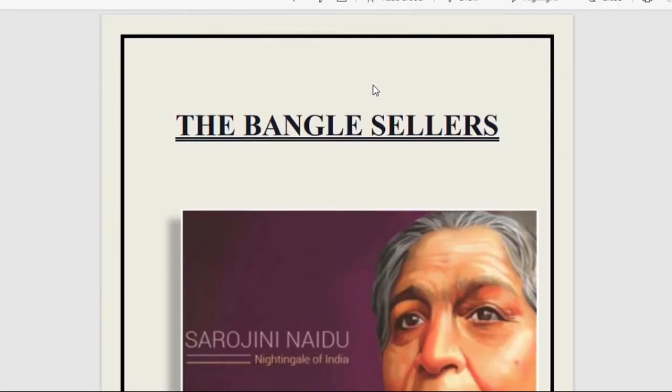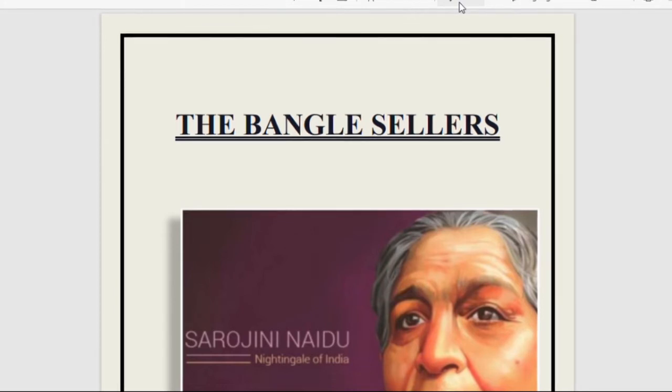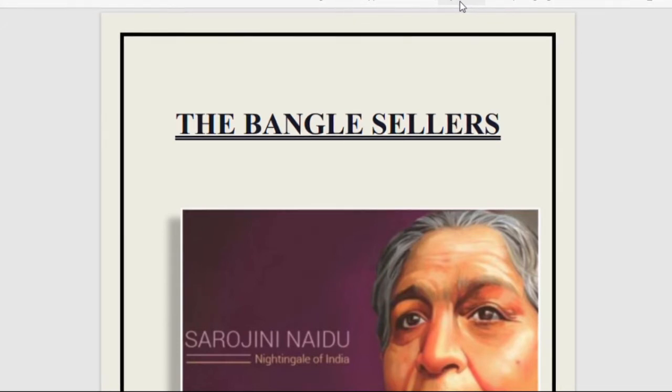Today is going to be the second and the final class for the chapter The Bangle Sellers. In the last class, we learnt that the poem glorifies the idea of Indian womanhood and it revolves around the different women of different ages and the various colorful bangles that they like to wear in their happy mood. Each stage of an Indian woman's life, from a dreamy maiden to an excited bride and finally to a mature wife and a mother, is described in this poem according to the various multicolored bangles which are available in different stages of their lives. This is all about the poem.